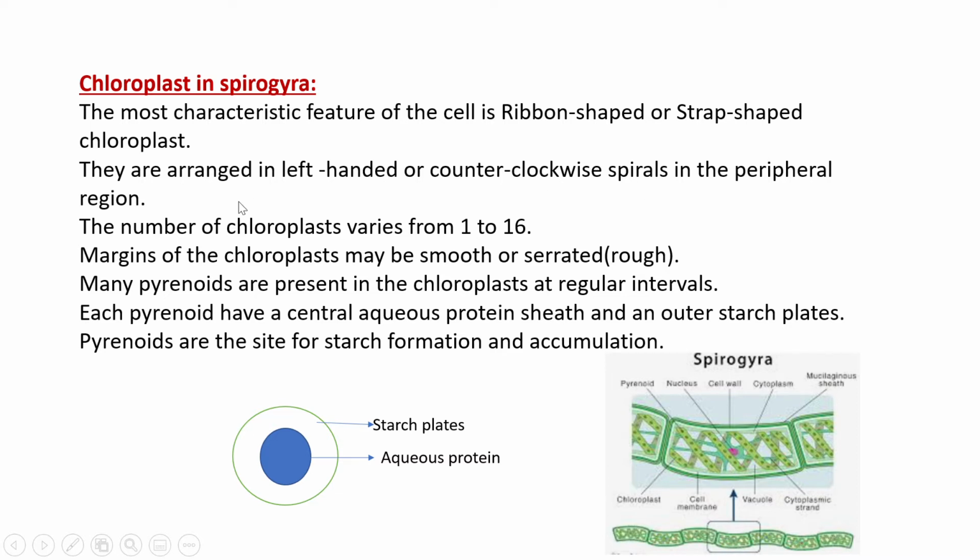The number of chloroplasts varies from 1 to 16, and the margins of the chloroplast may be smooth or serrated. Serrated means rough. Many pyrenoids are present in the chloroplast at regular intervals. Here are the pyrenoids. This is the chloroplast. So pyrenoids are present at regular intervals in the chloroplast. Pyrenoids are the site for starch formation and accumulation. These are the starch plates and this is the aqueous protein.